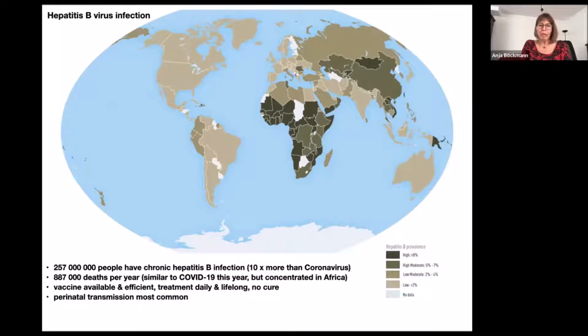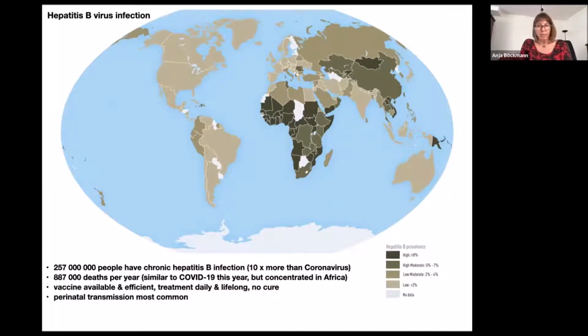So the people who have chronic hepatitis B is about 10 times more than coronavirus. There's every year about 800 to 900 thousand deaths. So you can compare that now to COVID-19. This is about the same number, but for hepatitis B, you see in the map that this is mainly concentrated in Africa. So it's really a huge problem there. You see that all the developed countries are doing pretty well. So there's a vaccine available. This is because of that.